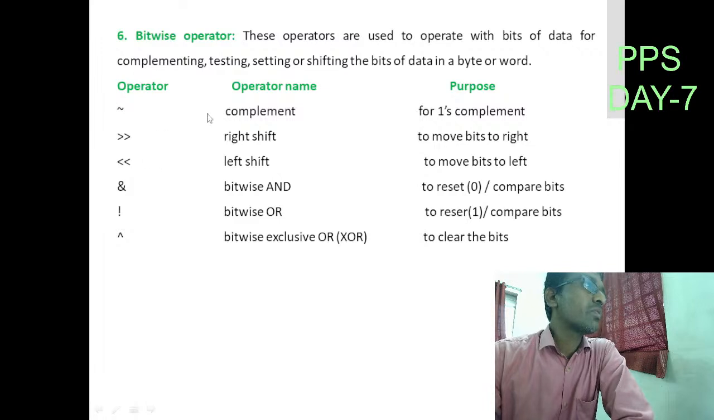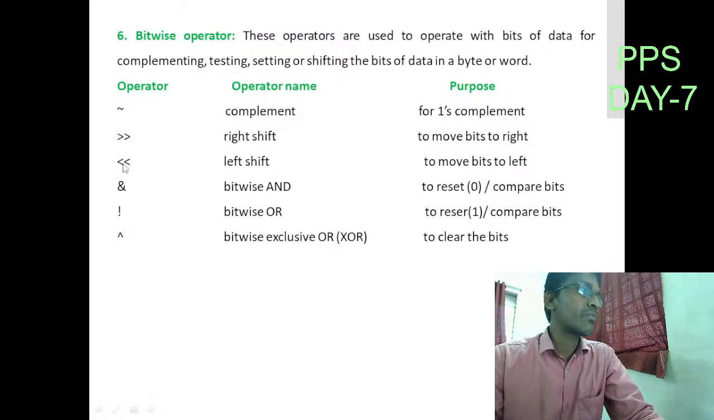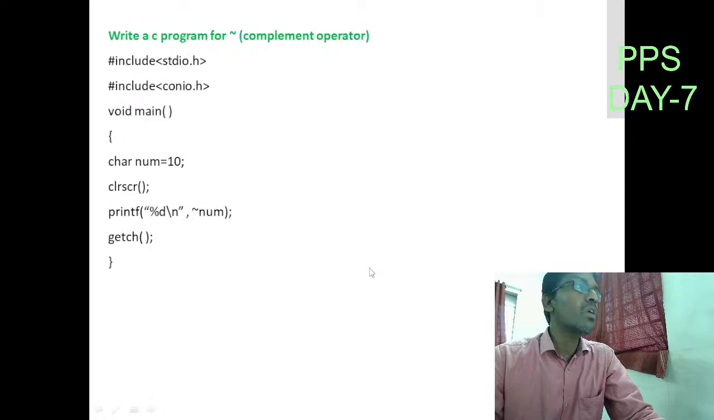So what are bitwise operators? These operators are used to operate on the bits of data. We are dealing only with zeros and ones; the data will be in the form of bits, zeros and ones. For that we use bitwise operators. The different types of bitwise operators are the complement operator, right shift operator, left shift operator, bitwise and, bitwise or, and bitwise exclusive or.